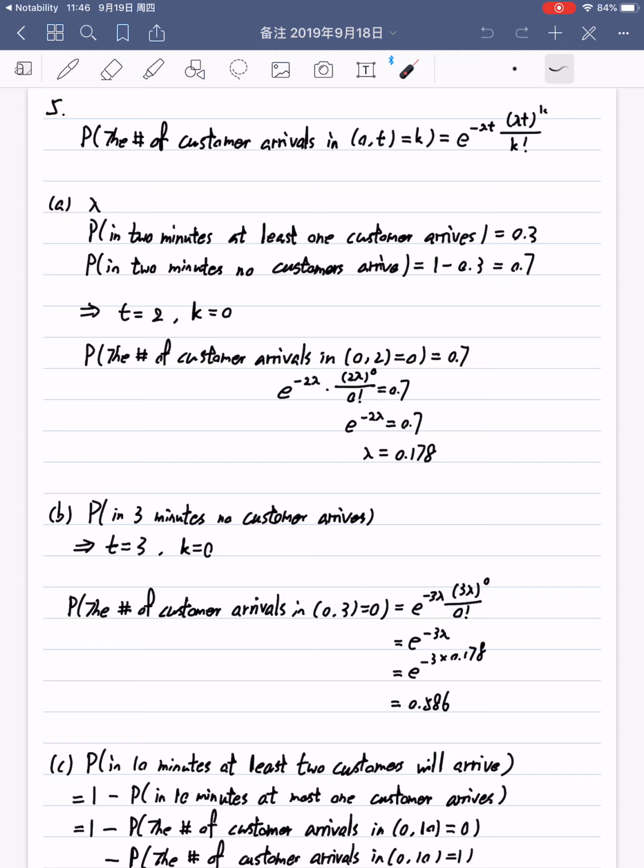Then question B is to get the probability that in 3 minutes no customer arrives, which means t equals 3 and k equals 0. So the probability that the number of customer arrivals in 3 minutes equals 0 is equal to this equation. So apply all the numbers into the equation, we can get the final answer is 0.586.